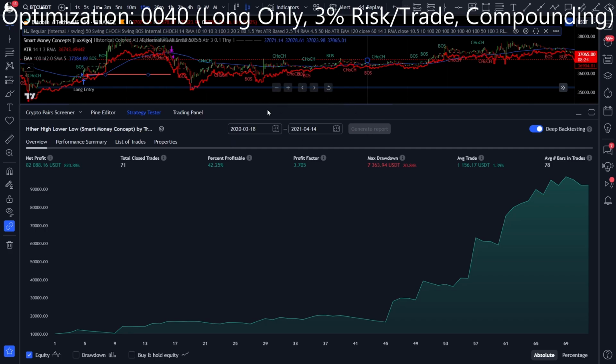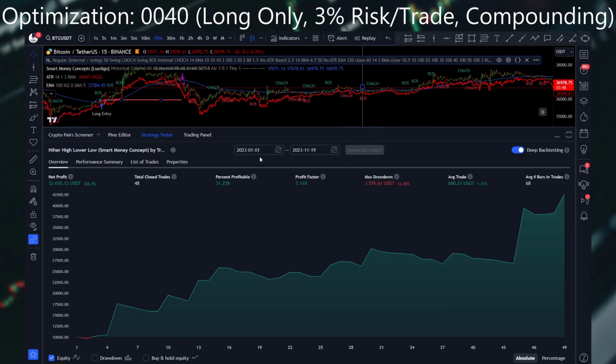On the main bull run time interval it took 71 trades, generated 820% net profit with an amazing 3.7 profit factor and 20% maximum drawdown. And on the recent bullish market time interval, which starts in January 2023, we get great results too. It took only 48 trades but generated 326% net profit with a 3.1 profit factor and 12% maximum drawdown.